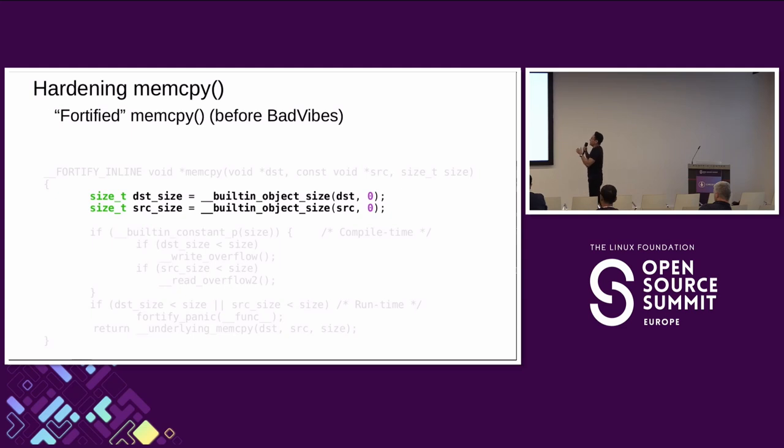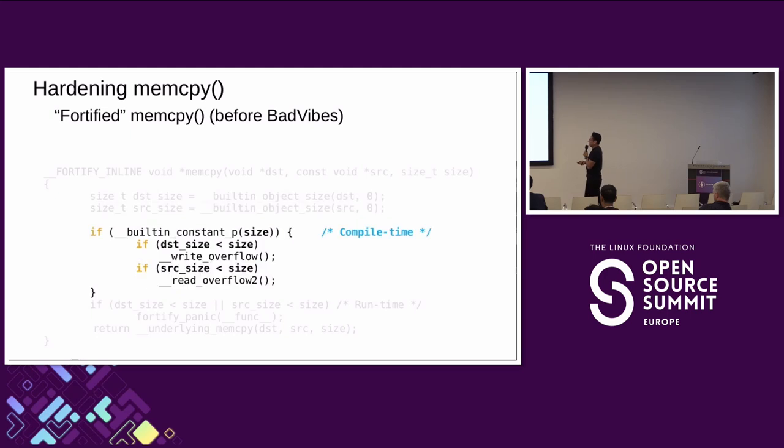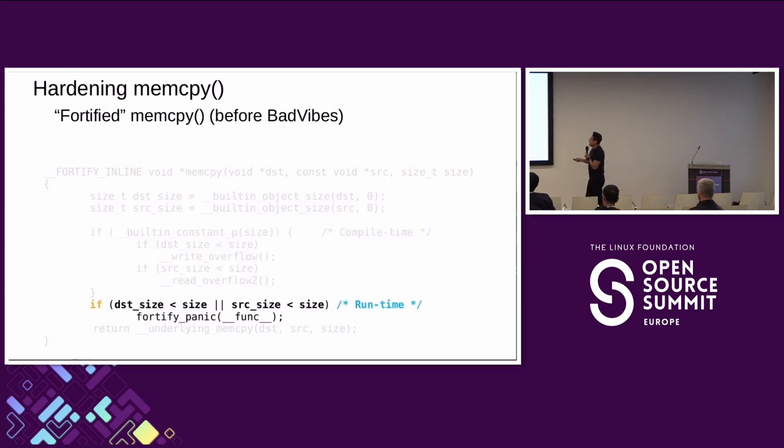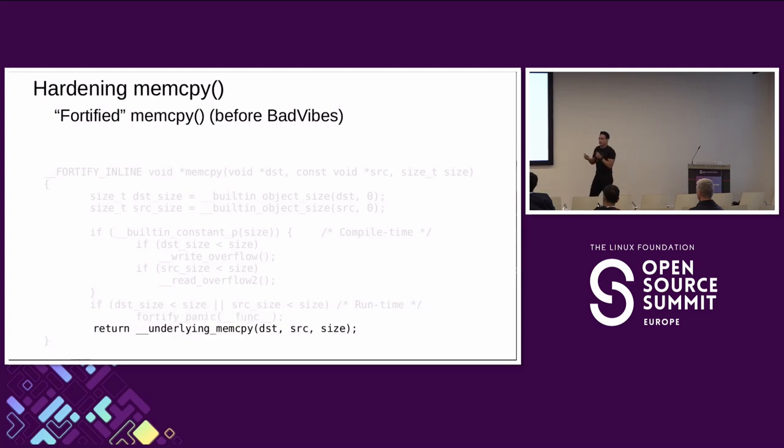That is simple. So in this case, we pass a pointer to both destination and source objects, and we expect this builtin function to return the size of those objects if it can, right? Because sometimes it's not possible. So let's see how the rest of the code works. In the next part of the fortified memcpy, we check if the number of bytes we want to write into the destination is a constant at compile time. If that is the case, we just check the sizes that this builtin function returned against the number of bytes we want to write or read from these objects. And in the case that we don't have enough space, we are going to trigger a warning or an error. And in the case that the size cannot be determined at compile time, we check at runtime, right? Okay, if everything went right, if we have enough space in our objects, we execute memcpy, right?